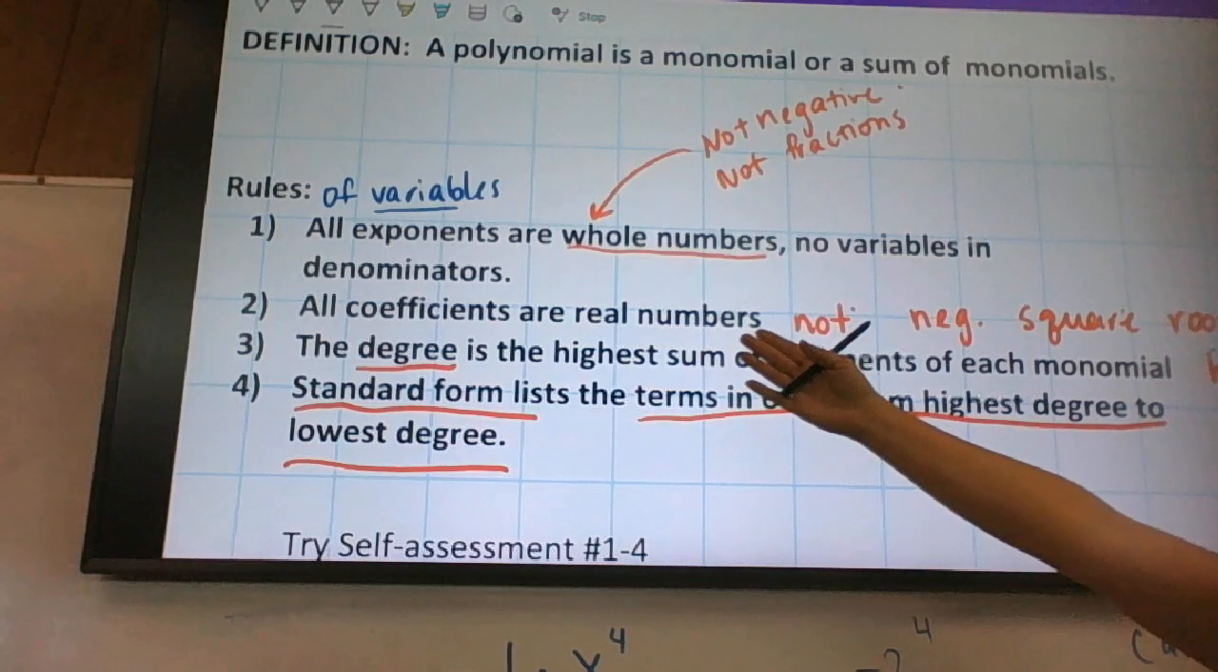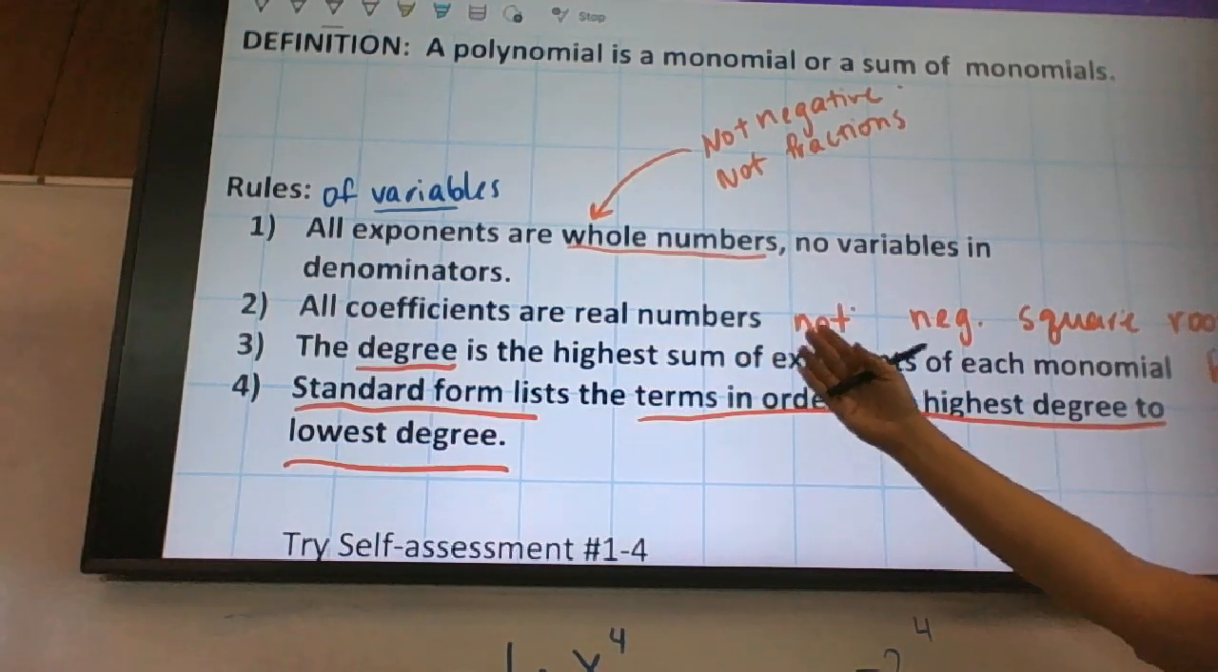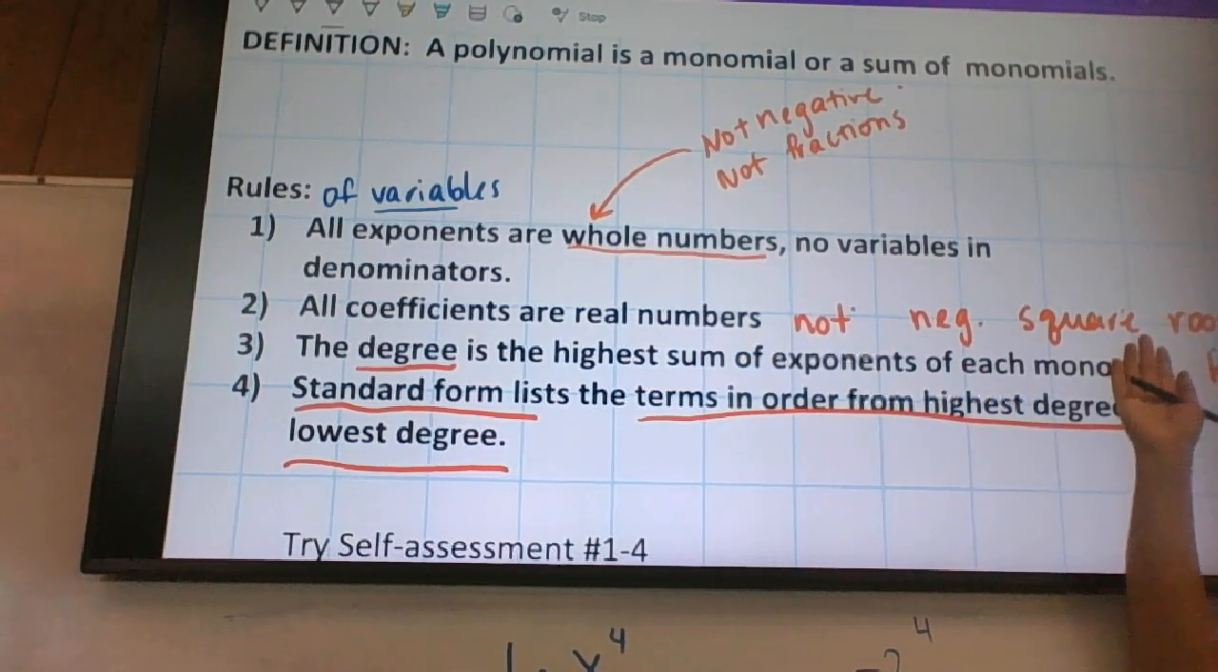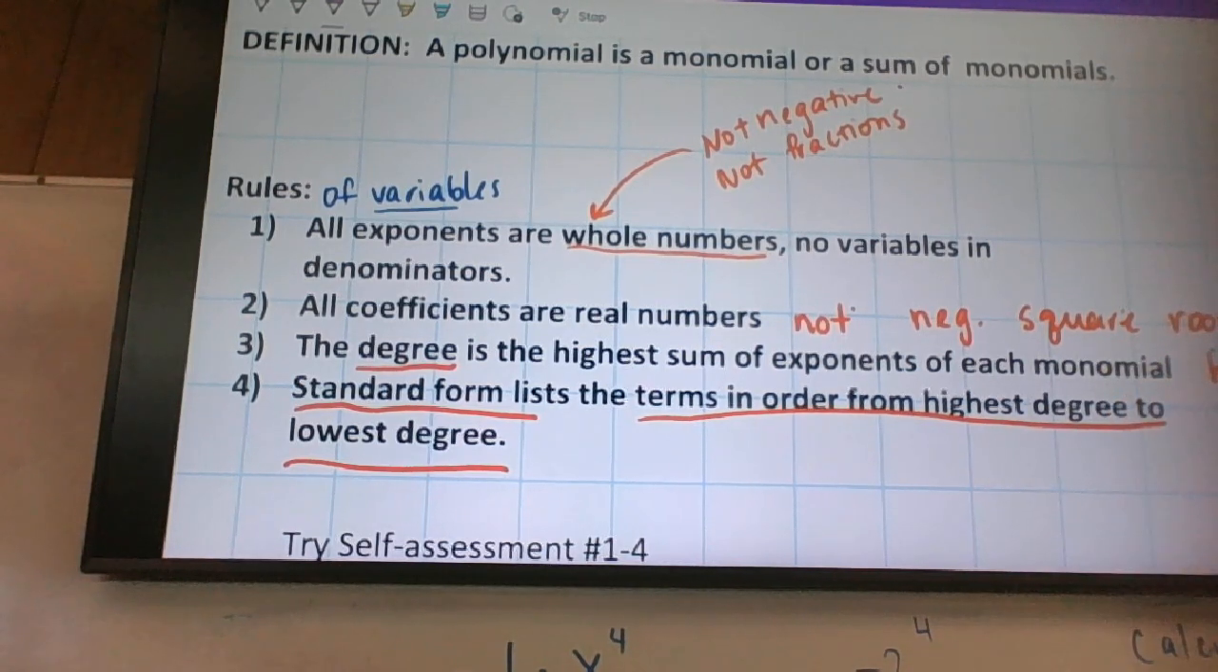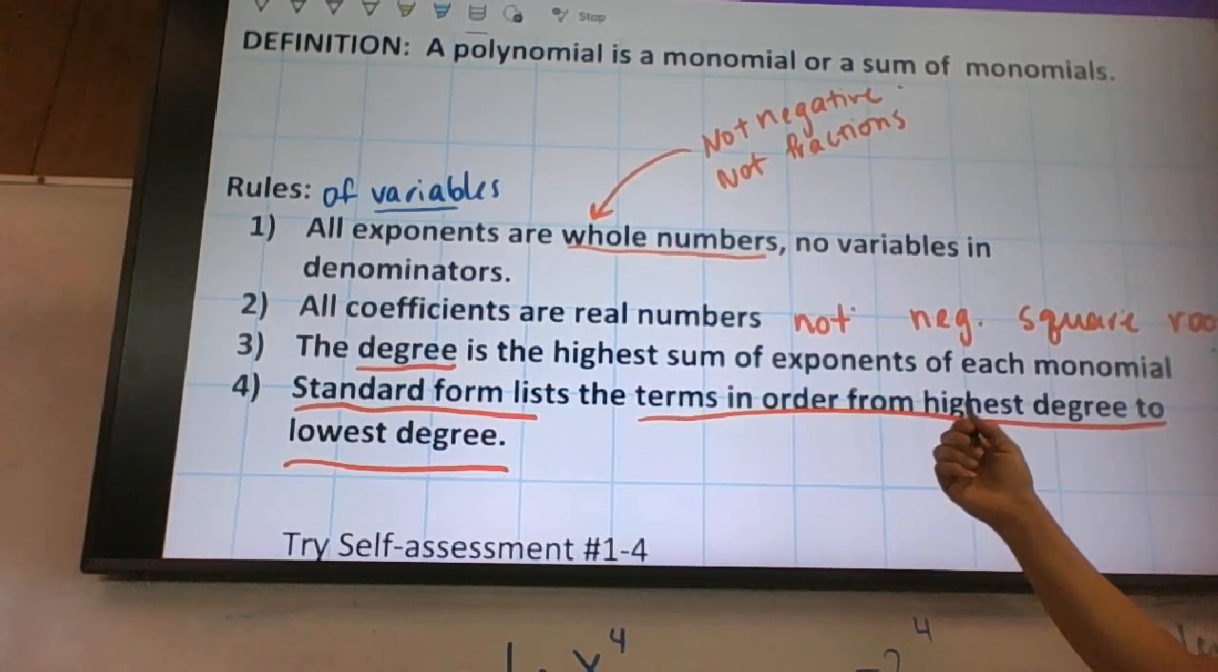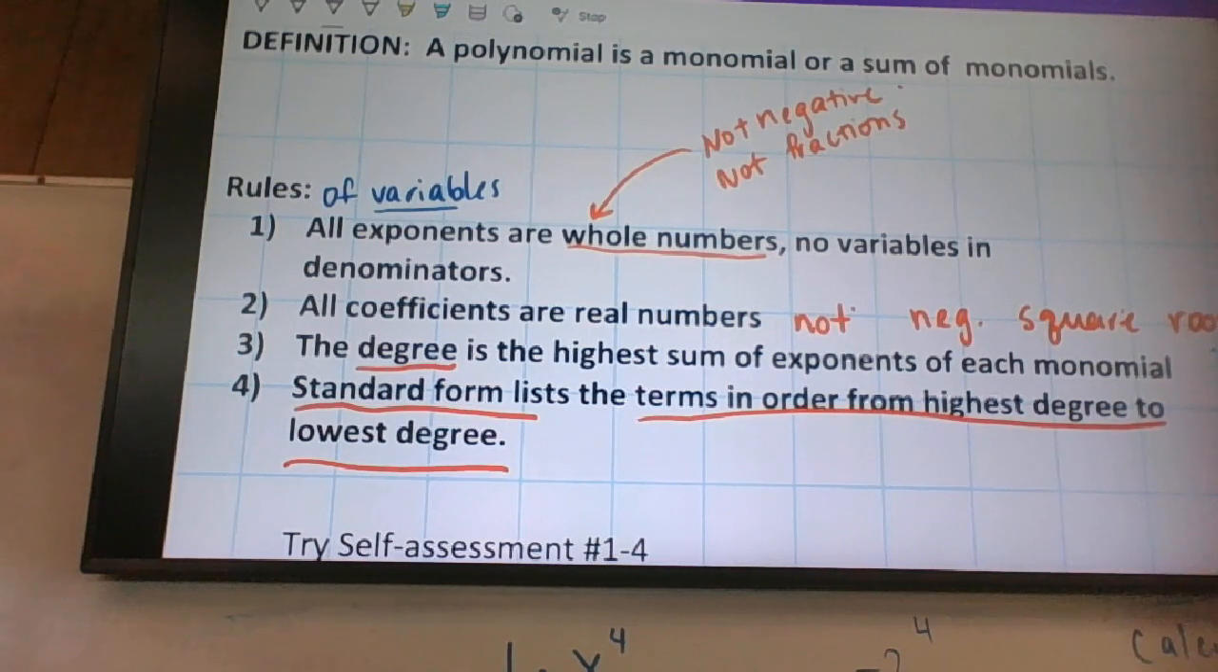Coefficients are real numbers. That's not a big deal. Pretty much, you should not see negative square roots in our problems. So no negative square roots. Standard form puts the highest exponent to the lowest exponent. Degree means exponent. So we're going to practice putting them in order.